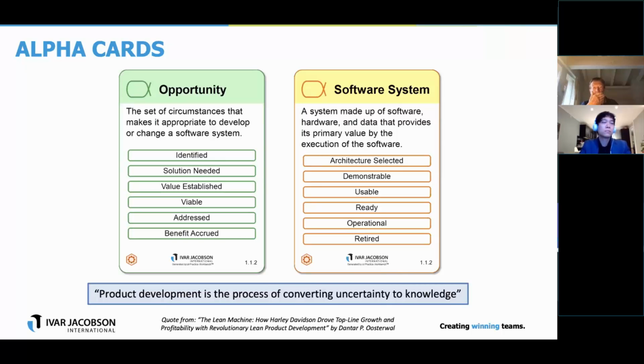When it comes to the product, the software system, it also has states. The first state is that you have selected an architecture for it. Next it's demonstrable, it's usable, it's ready, operational, and eventually after 100 years, it's retired. Product development is the process of converting uncertainty to knowledge. From the beginning, you know very little, and you have to work to know more and more. This is a quote from someone.